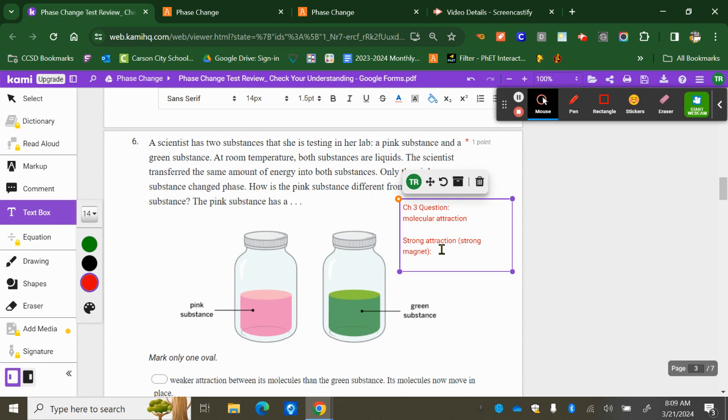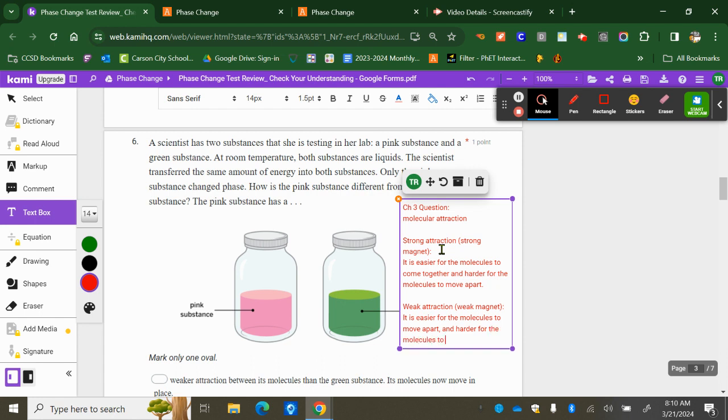If I have a strong attraction, that means two things. Strong attraction means it is easier for the molecules to come together and harder for the molecules to move apart. Just like that, it is opposite for that weak attraction, or we can think about that weak magnet. For a weak attraction, it is easier for the molecules to move apart and harder for the molecules to move together.